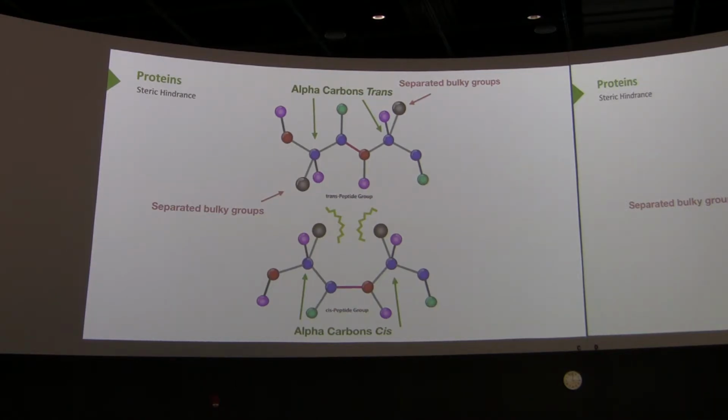Well, since the alpha carbons are in the trans configuration, and since the R groups are attached to the alpha carbons, the R groups, by extension, are in the trans configuration. Does that make sense? Question back here. Oh, okay. I read your mind.